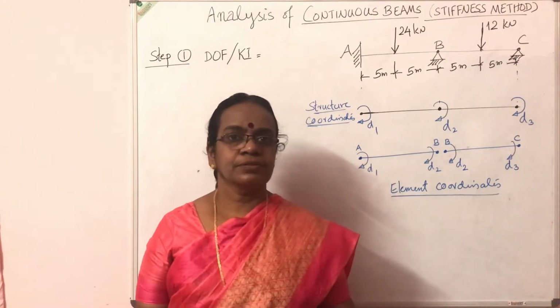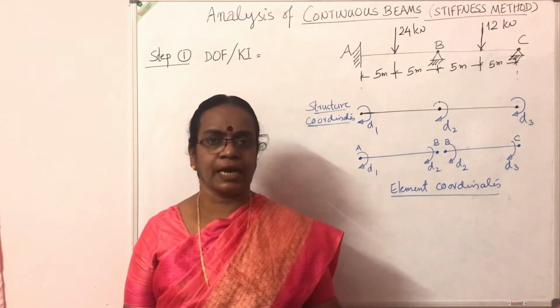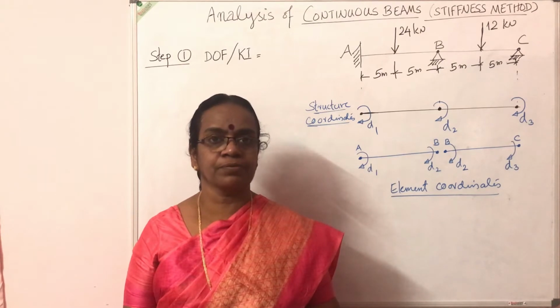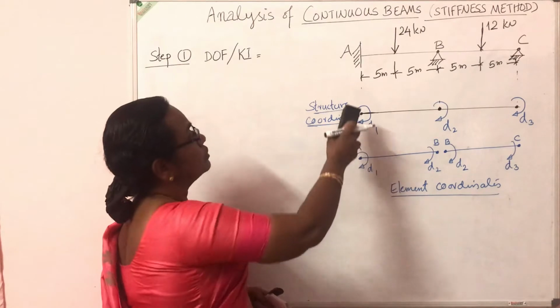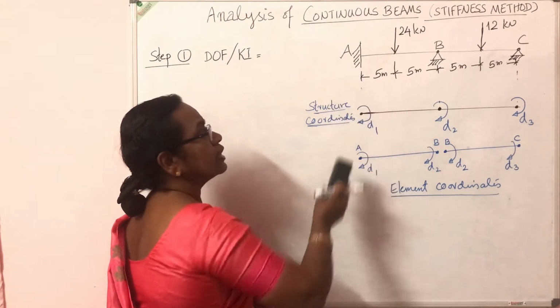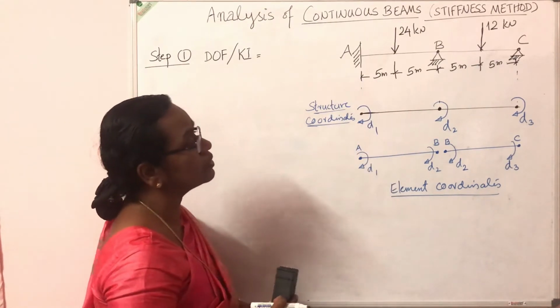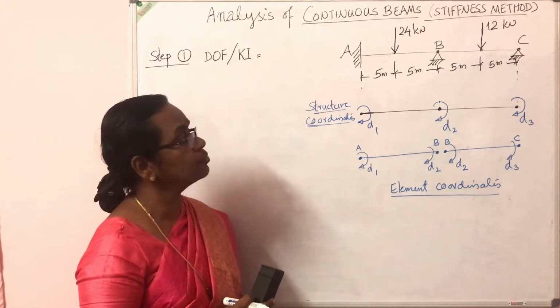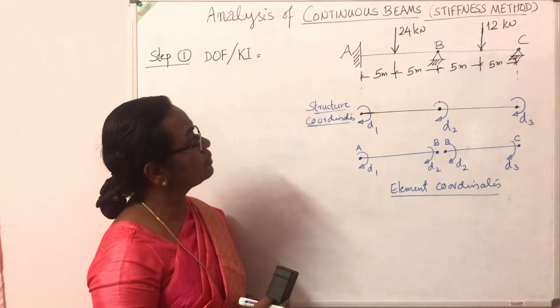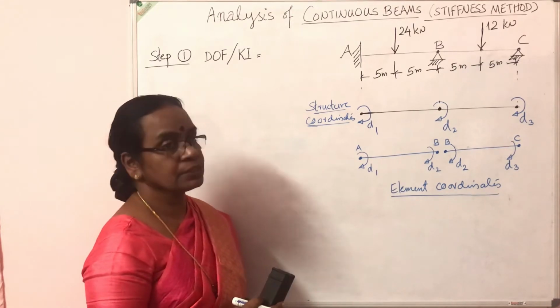Good morning. Today's class we are going to see the analysis of continuous beams by stiffness method. Let us see the example of a continuous beam as shown in figure. The left end A is fixed and B and C are hinges. It is subjected to 2 point loads, 24 kN and 12 kN, at the mid span. Span AB is 10 meter, span BC is 10 meter.